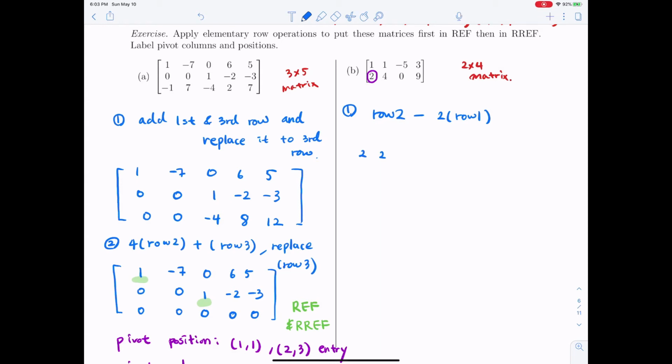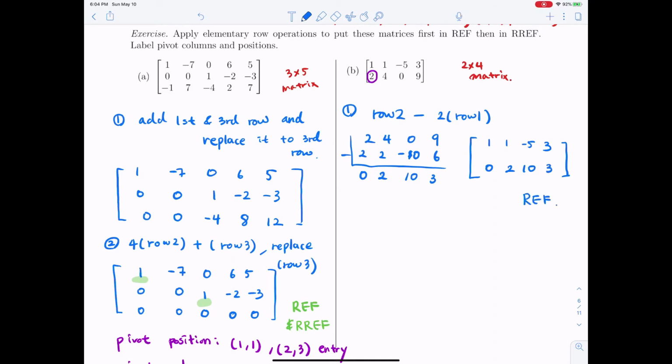2, 2, -10, 6. And the second row was 2, 4, 0, 9. So if you subtract this from the second row, this gives you 0, 2, 10, and 3. So the given matrix is row equivalent to 1, 1, -5, 3, and 0, 2, 10, 3. Okay, I think this is a REF of the given matrix.